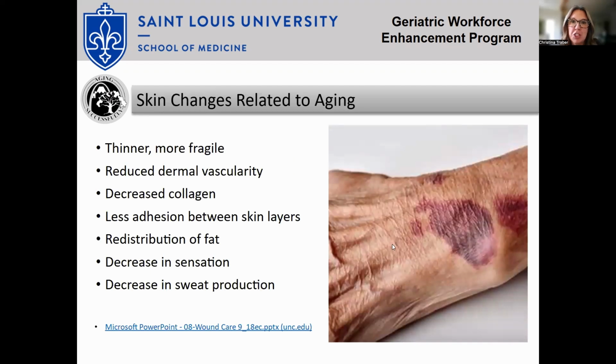So skin changes related to aging overall. We know that the skin overall will become thinner and more fragile. Also, we have reduced dermal vascularity. We have less collagen, less adhesion between the skin layers, redistribution of fat, a decrease overall in sensation, like in neuropathy, and decrease in sweat production. And all of these make older people more prone to having skin tears, wounds, and skin changes.